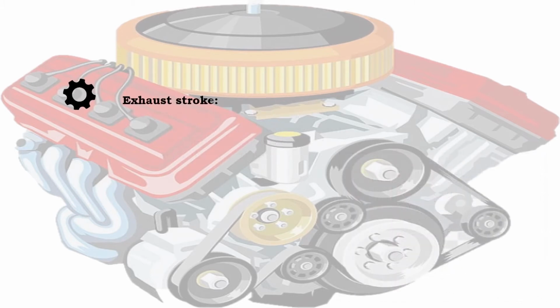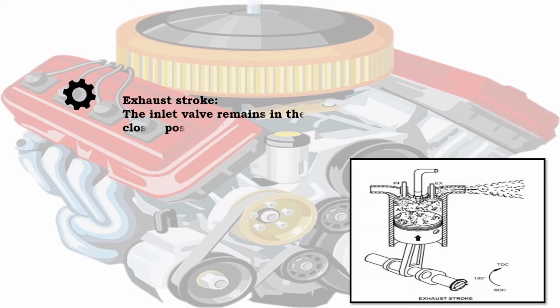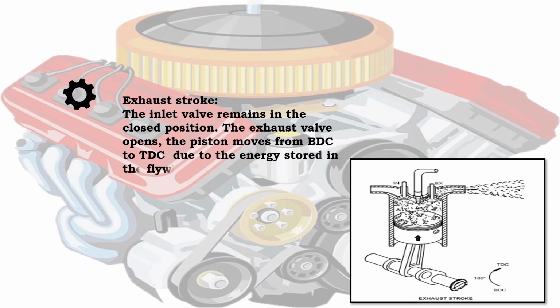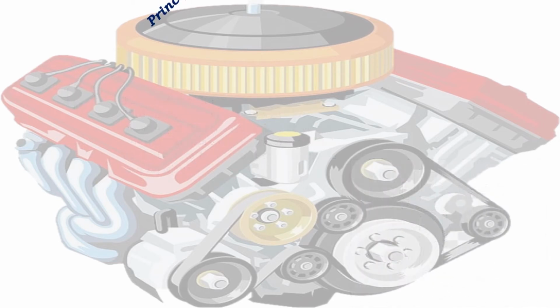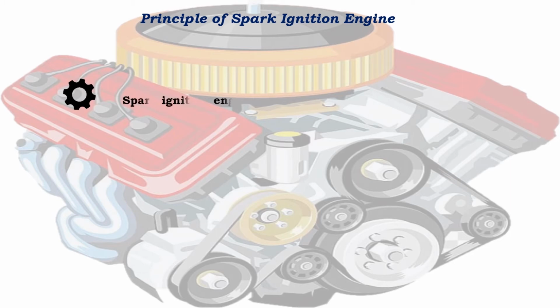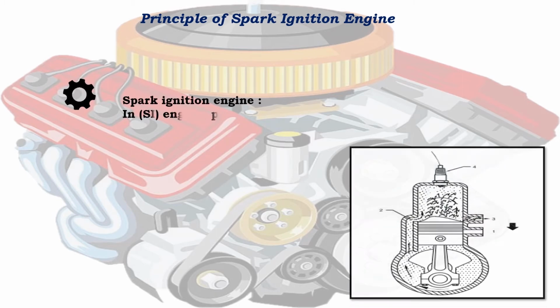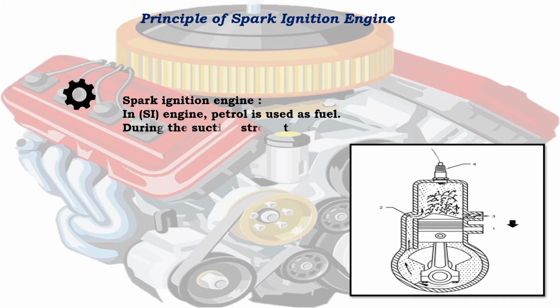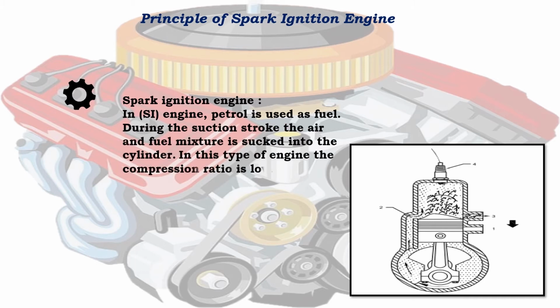Exhaust stroke: the inlet valve remains in the closed position. The exhaust valve opens. The piston moves from BDC to TDC due to the energy stored in the flywheel. Principle of spark ignition engine. In an SI engine, petrol is used as fuel. During the suction stroke, the air and fuel mixture is sucked into the cylinder. In this type of engine, the compression ratio is low.